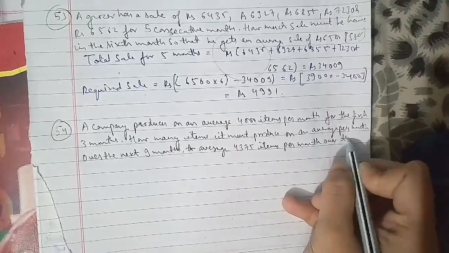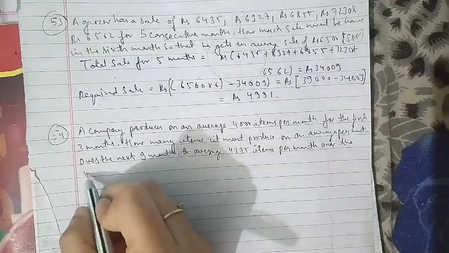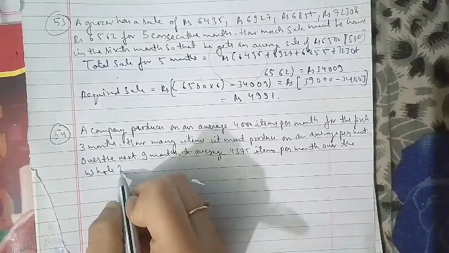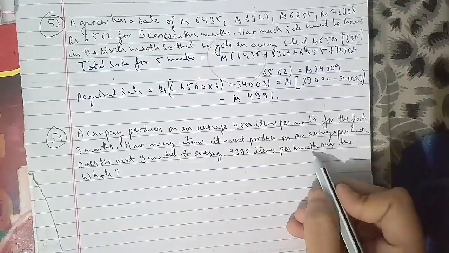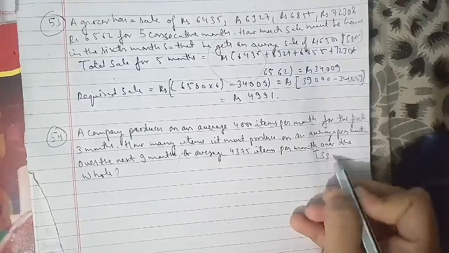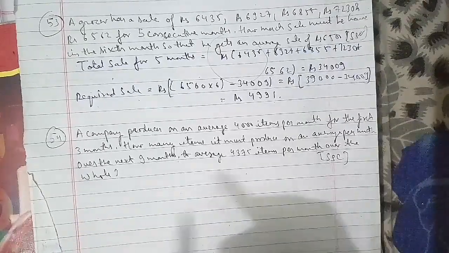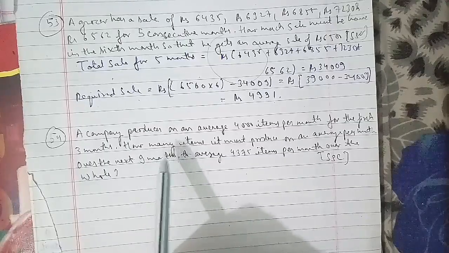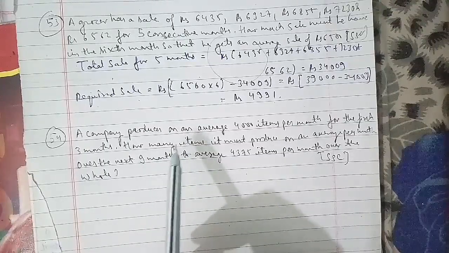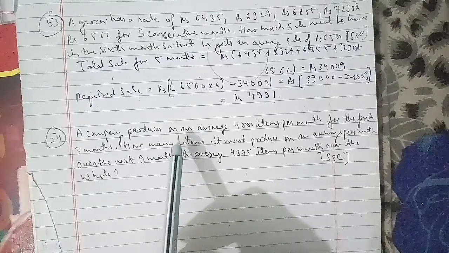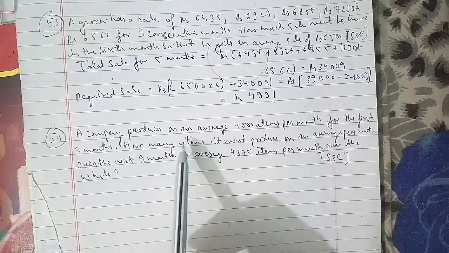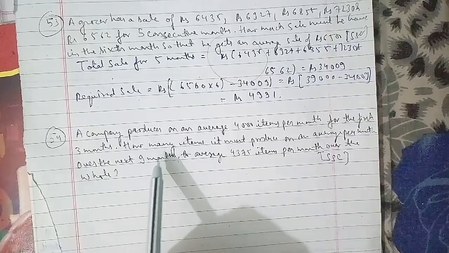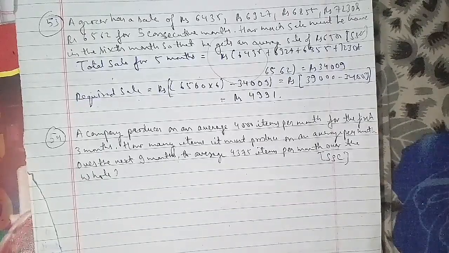This has been asked in your SSC examination paper. The options for this we have 4,500, 4,600, 4,680 and 4,710, that we have to find out here. Let's go ahead for the solution for this as well.